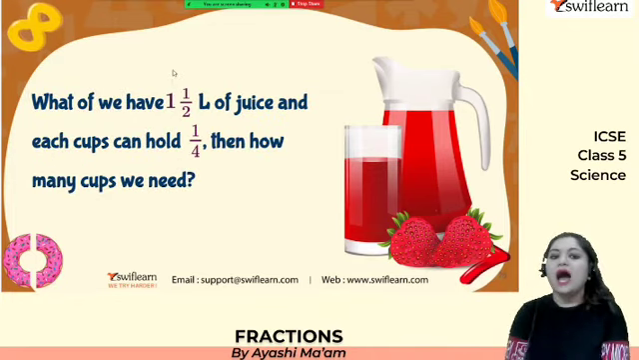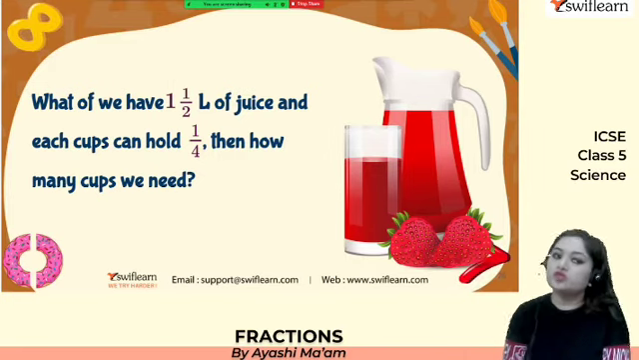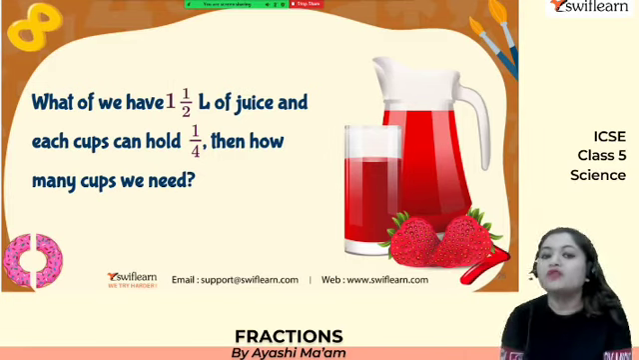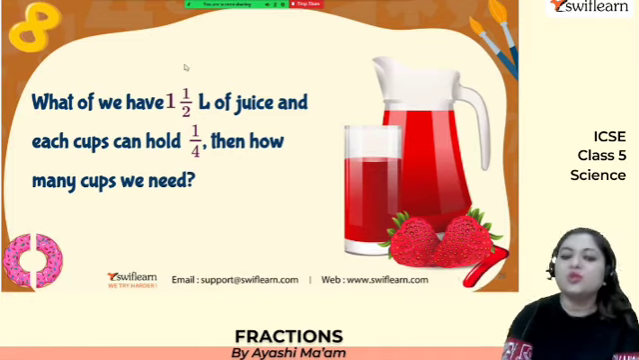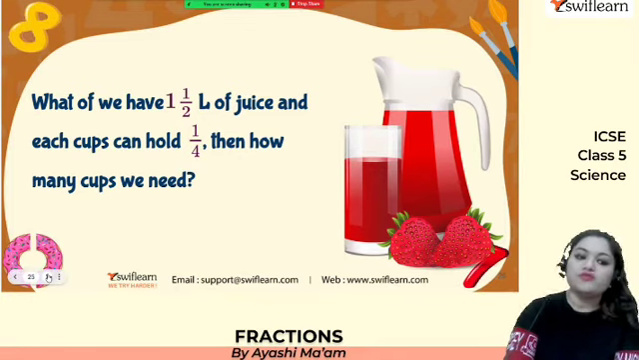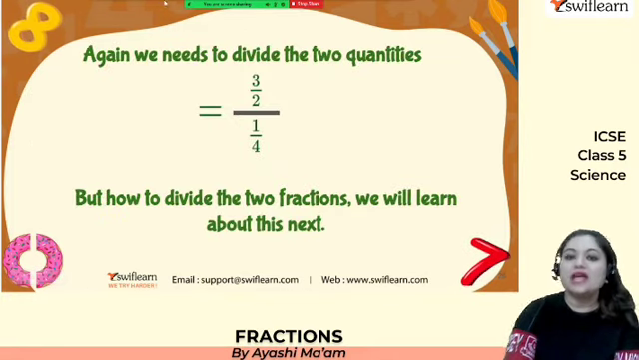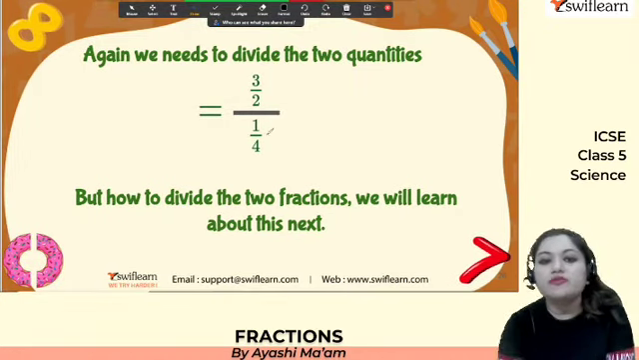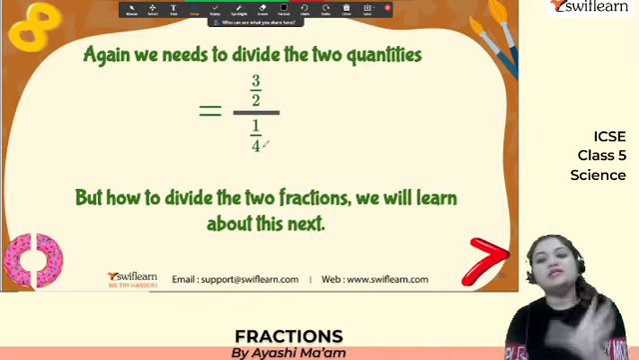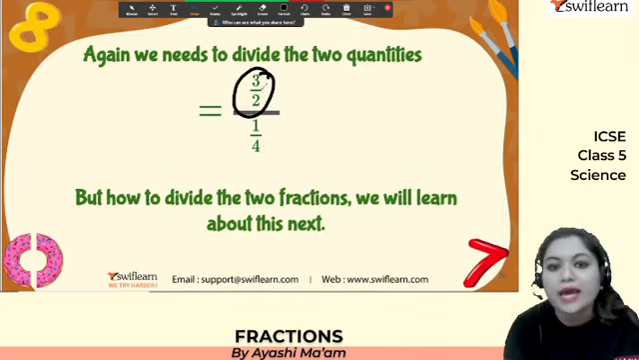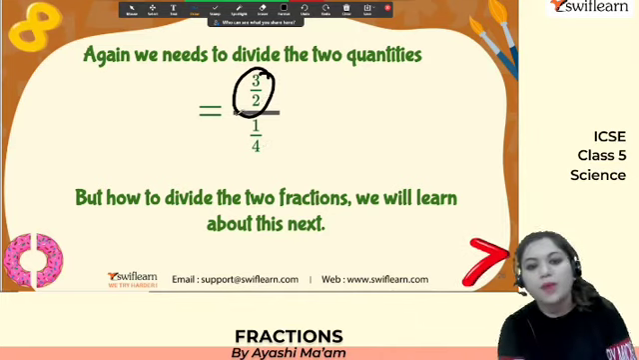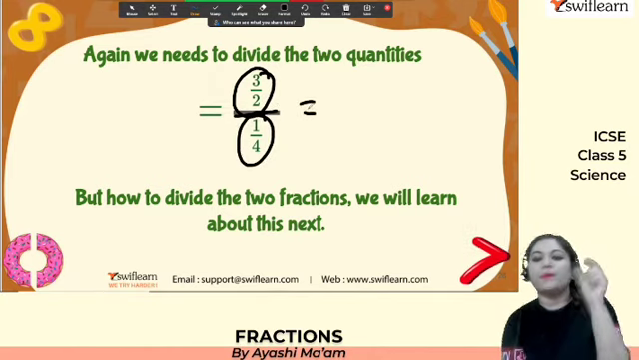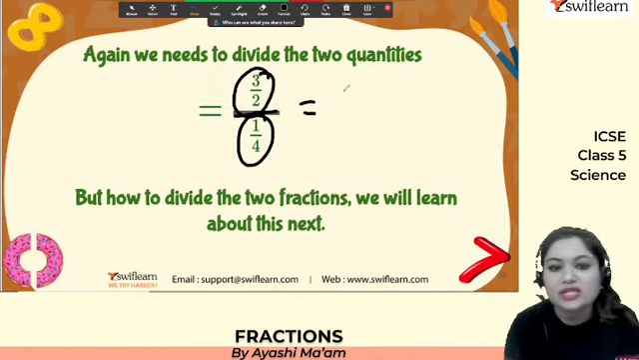What if we have 1 by 2 liter of juice and each cup can hold 1 by 4 liter? Then how many cups do we need? So here also we will perform division only, but in a fractional way, right? So we have 2 fractions and we are dividing them. First we convert the quantities into improper fractions, so you get 3 by 2 as the total amount of juice and 1 by 4 as the capacity of each cup or each glass, right?